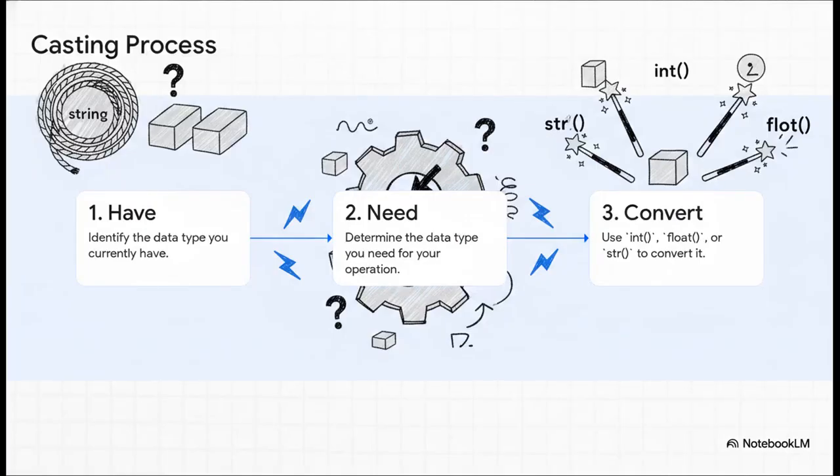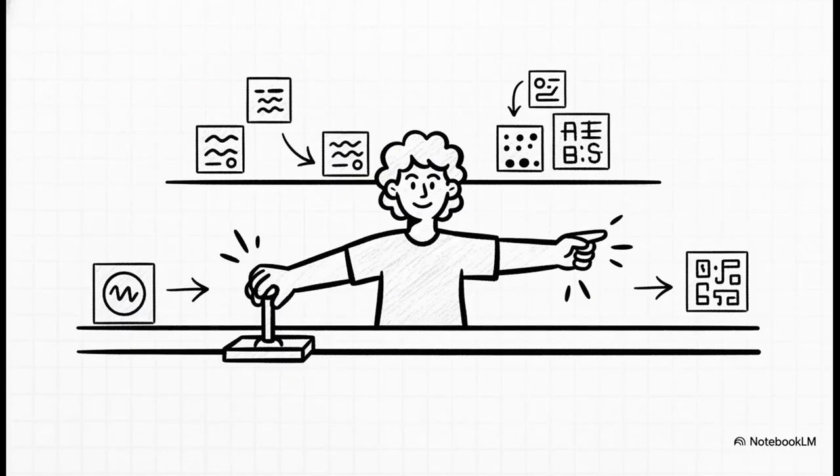So let's just boil this all down into a super simple process you can always follow. 1, figure out what data type you're starting with. Is it text? Is it a number? 2, decide what data type you need it to be for your next step. And 3, just use the right function, int, float, or string, to make it happen. It's really that easy. And that's really the big idea here.